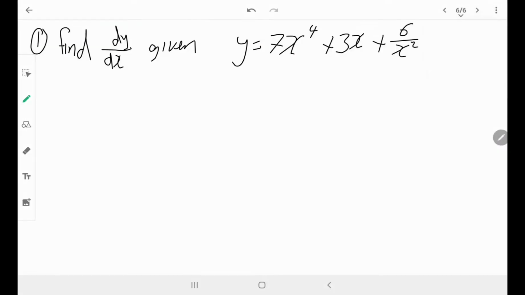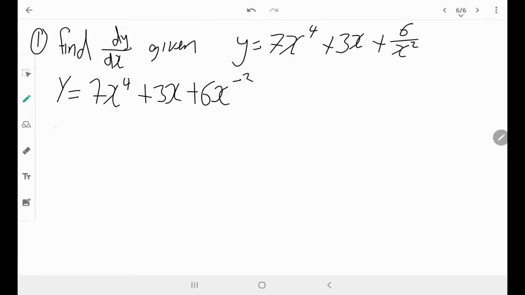Okay, let's have a little look through question number 1. Find dy dx given y equals 7x power 4 plus 3x plus 6 over x squared. Now the very first step I'm going to do is rewrite the equation, but this bit at the end is 6x to the power of minus 2. So y equals 7x to the 4 plus 3x plus 6x to the minus 2.